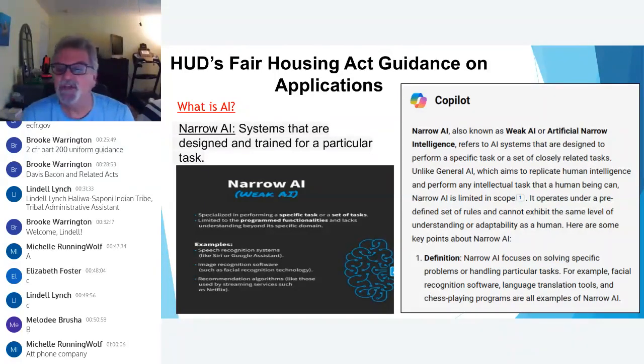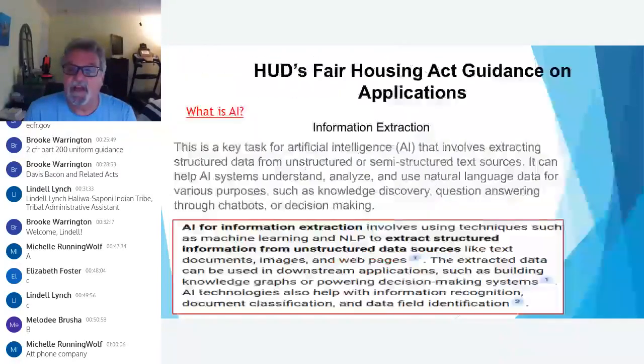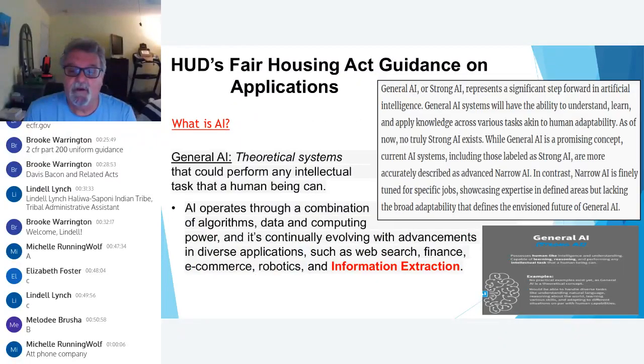Language translation tools, very interesting. Converting Spanish to English and vice versa. Just speaking it into your smartphone through the app. Interesting. Chess playing programs. Okay. All kinds of different things out there. That's very specific.